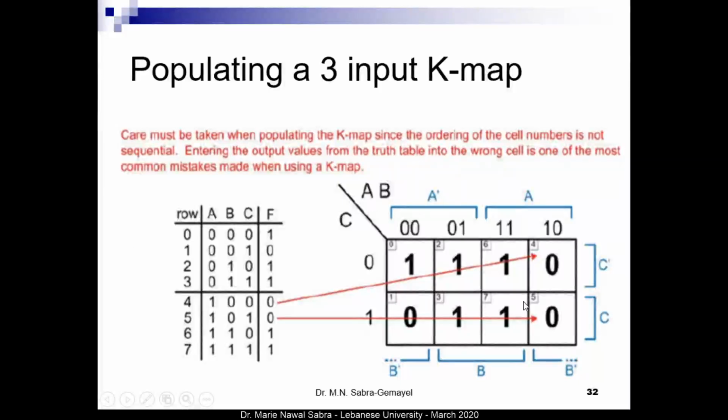So how to fill it up? In here, we just said that you have to pay attention that these are inverted with respect to the truth table. So the first two values are here, the second two, the third two, and the fourth two.